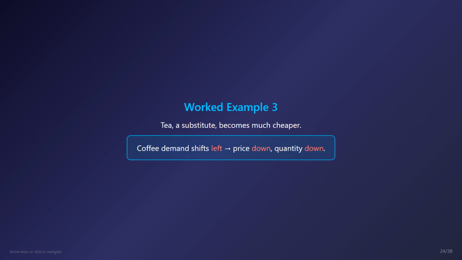Worked example 3. Tea, a substitute, becomes much cheaper. That pulls buyers away from coffee, so coffee's demand shifts left. Price falls and quantity falls, both down.